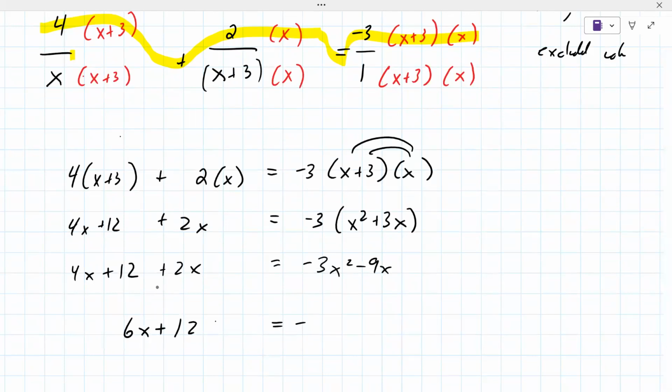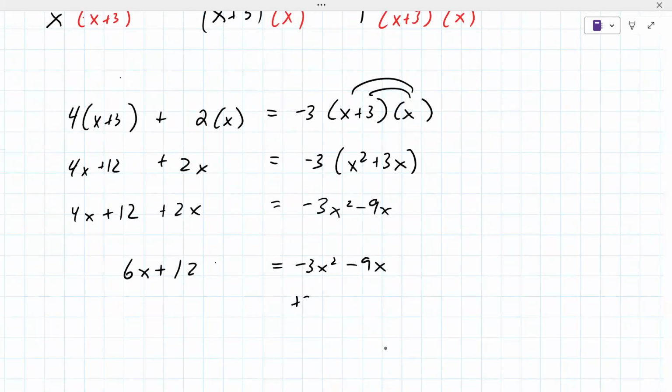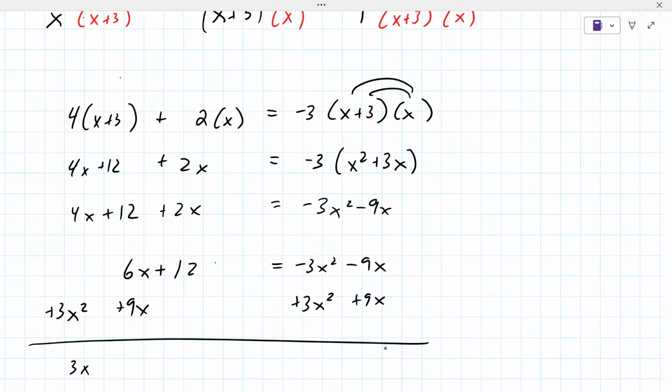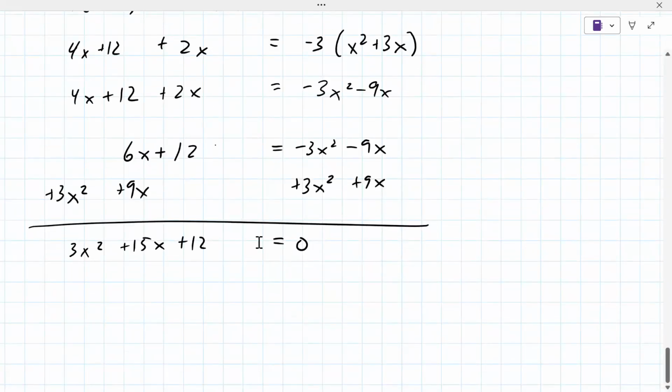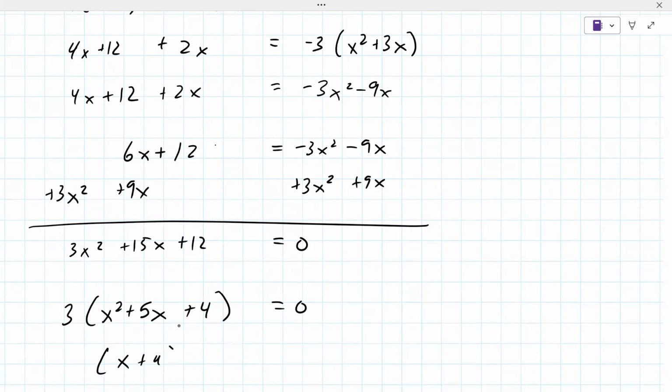And then on the right, you can bring over the stuff because you generally want that x squared to be positive. So when you add 3x squared there, you add 9x there, you end up getting 3x squared plus 15x plus 12 equals 0. You can factor out a 3 from everything. And this becomes x plus 4, x plus 1 equals 0.